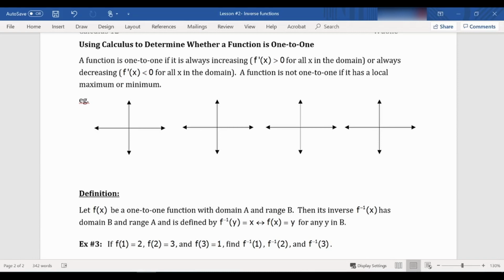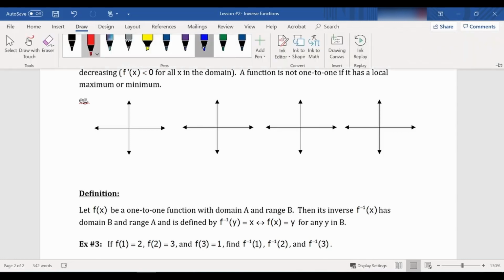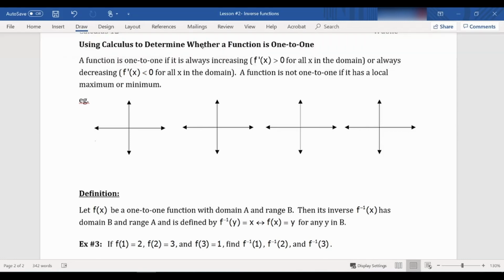So if I have a function, I've got a couple types of functions I might see. I might have a function that is always increasing as I go left to right, or always decreasing. Or I might have a function that at some point starts increasing, and then at some point it turns back around and heads the other way. And then it might head back up this direction some. Or I might just turn around once, right? These are all types of functions. Okay. So a function is one-to-one if it is always increasing or always decreasing.